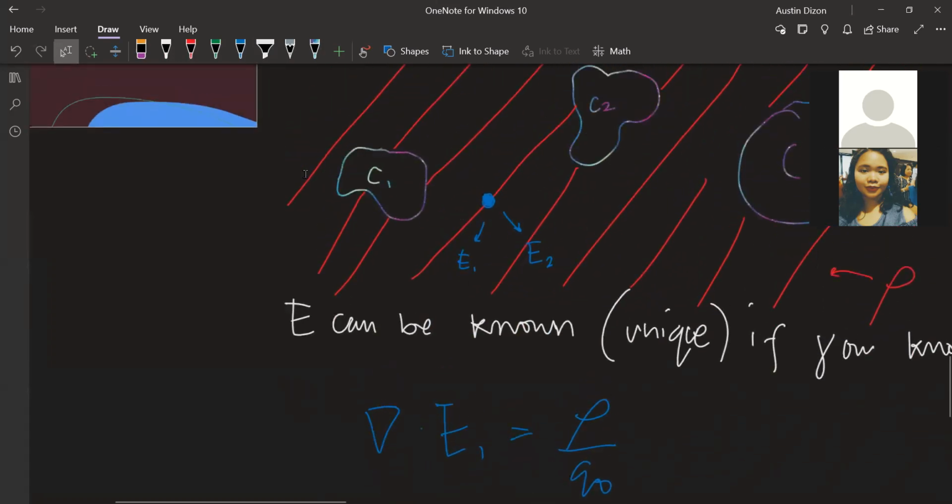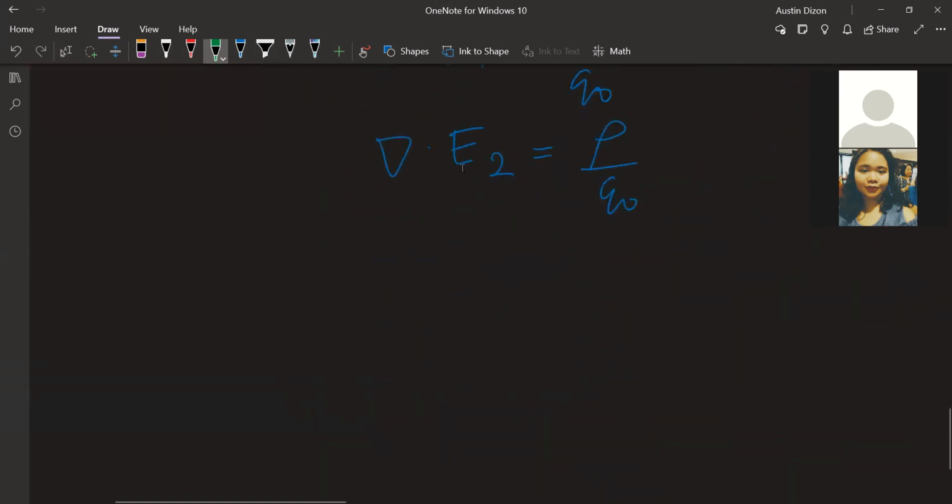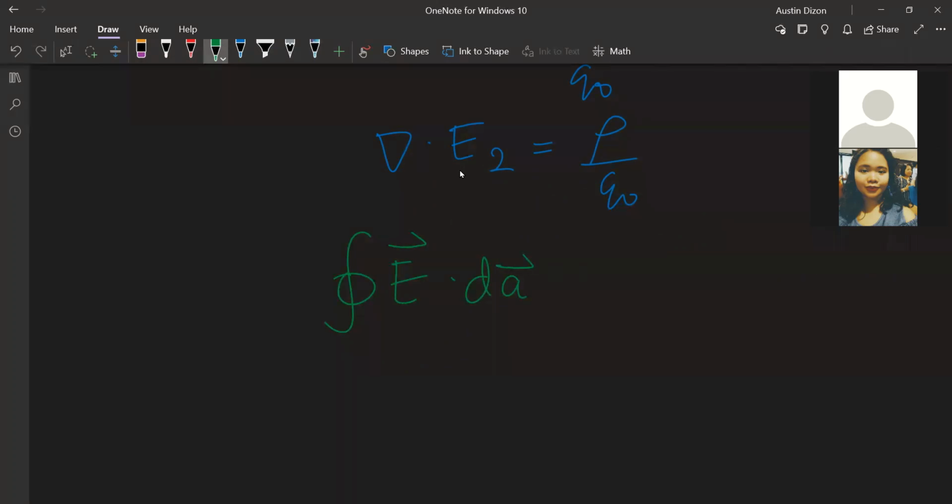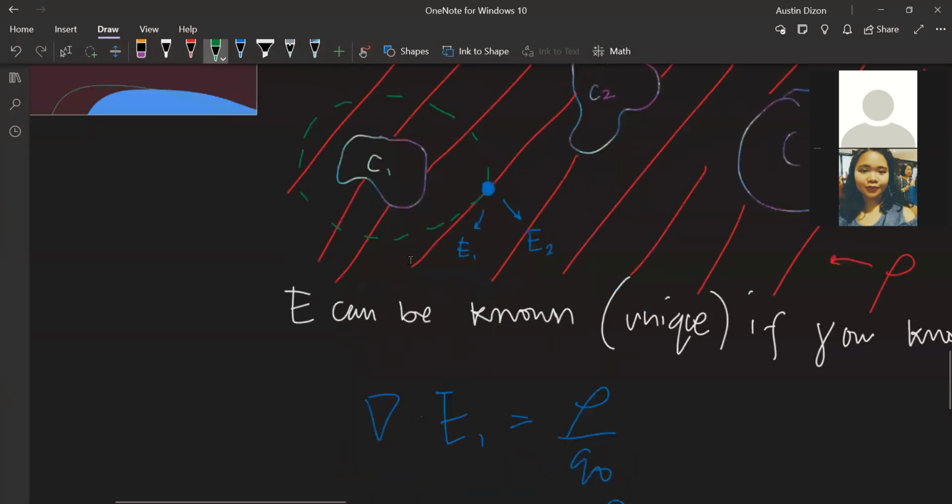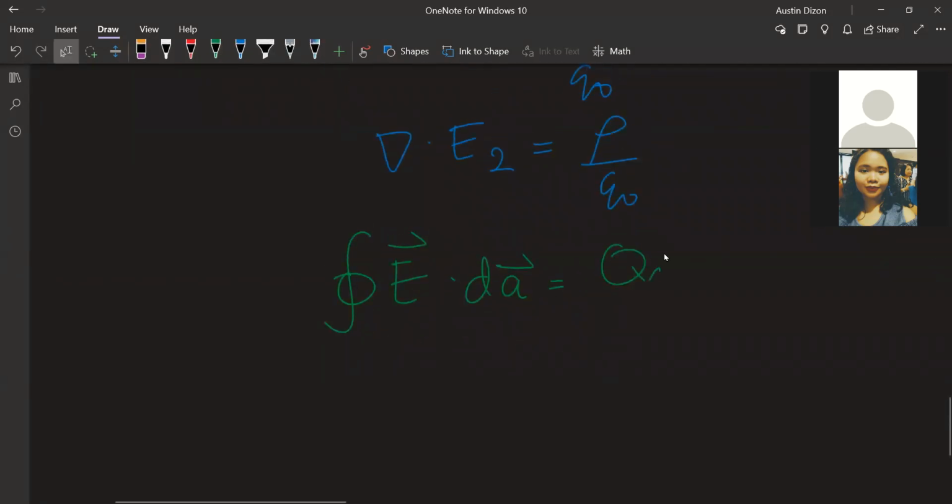So sige, subukan natin na kunyari by Gauss's law, kaya ko itong malaman. Okay? So by Gauss's law, kuha ko ng surface. Kunwari, malupit ako mag-Gauss's law kahit hindi symmetric yung bagay ko. Malalaman ko yung area. Okay. So hypothetically, we can write that down as the closed integral of E dot dA. Okay? That must be equal to that Q C1. Okay? So the charge along C1.